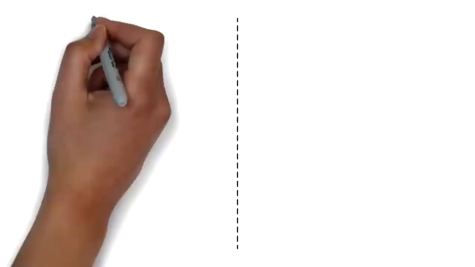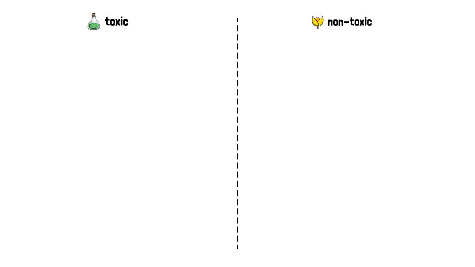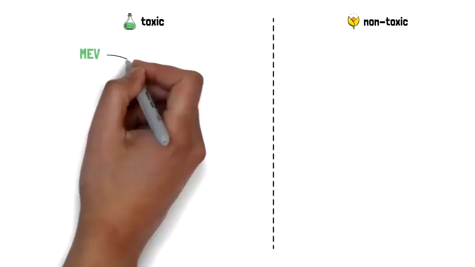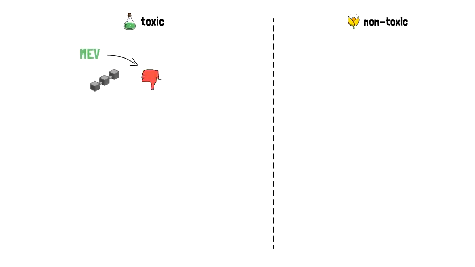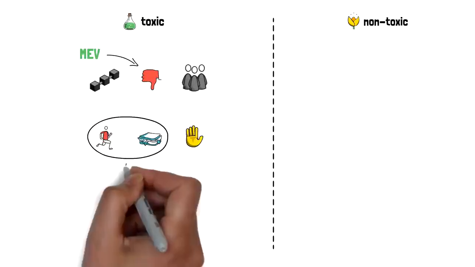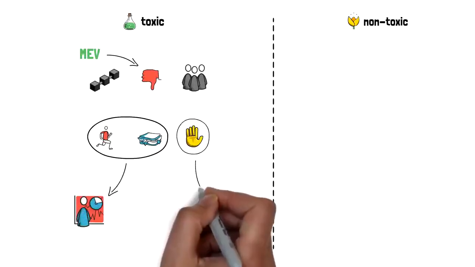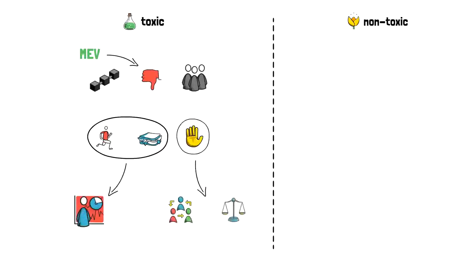MEV strategies can sometimes be categorized as toxic or non-toxic. Toxic MEV is the type of MEV that has negative effects on the blockchain ecosystem and its users. Examples of toxic MEV include front-running, sandwich attacks, censorship. With front-running and sandwich attacks, users end up having worse execution of their transactions. With censorship, the decentralized and stable nature of the ecosystem is at risk.